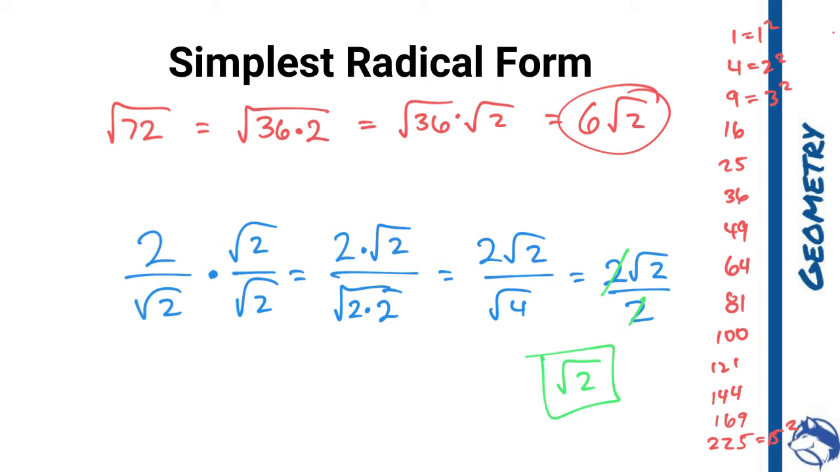So those are 2 scenarios when you're going to have to simplify it and make sure that you put it in simplest radical form. So you can't have any square roots in the denominator, and you have to break it down as small as possible.